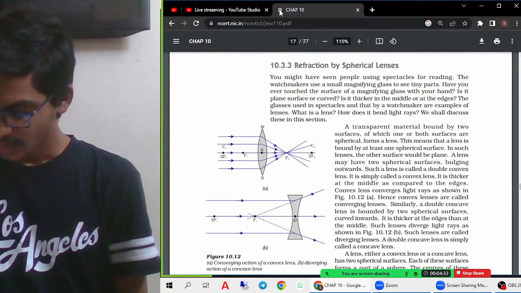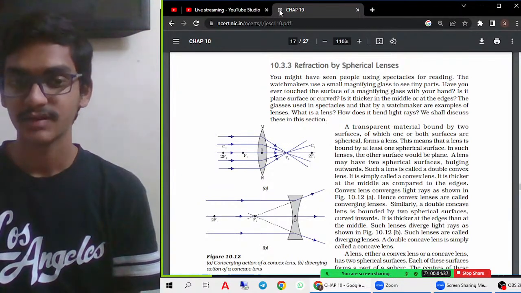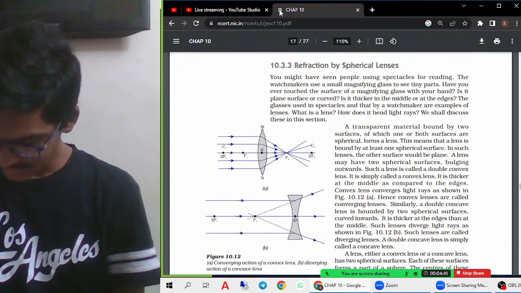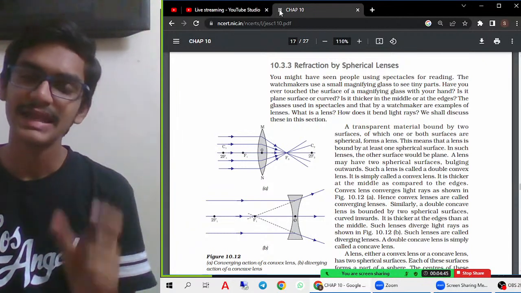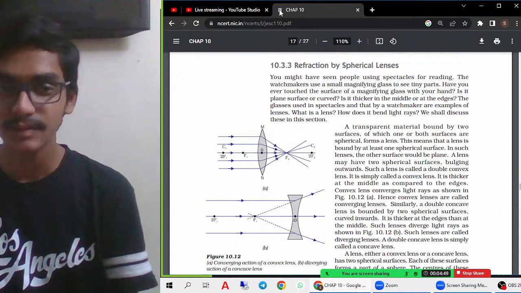Now let us continue. As I already told you, we are going to learn about spherical lenses first. First, let us try to understand what a spherical lens is. A spherical lens is curved. A lens is just a transparent medium, a transparent material.